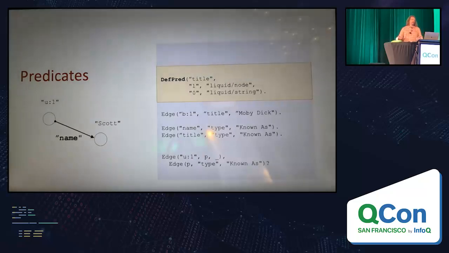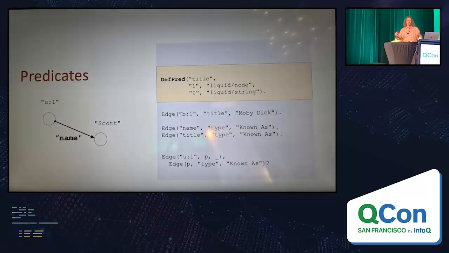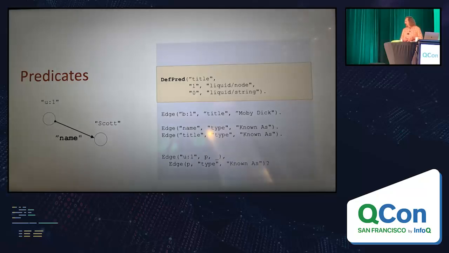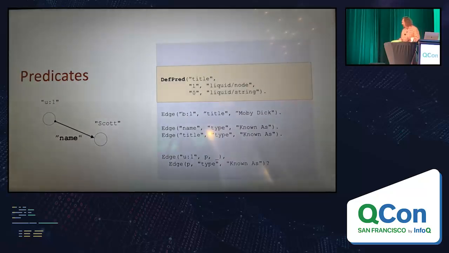And of course, many books can have the same title, right? So 0 meaning unlimited cardinality. So all you have to do to start using a new kind of predicate is put this defpred in, and then you can immediately start using it. So for example, book 1 title is Moby Dick.